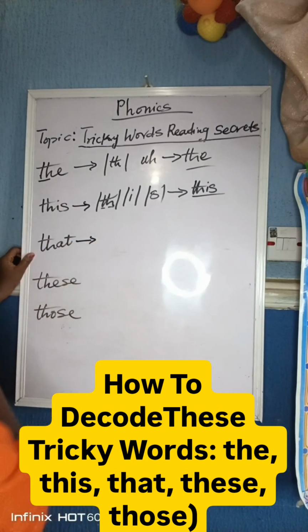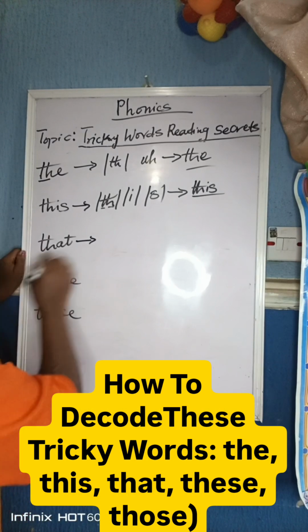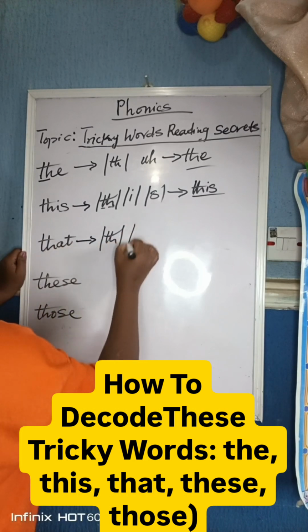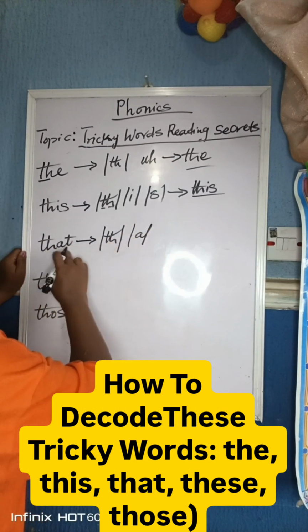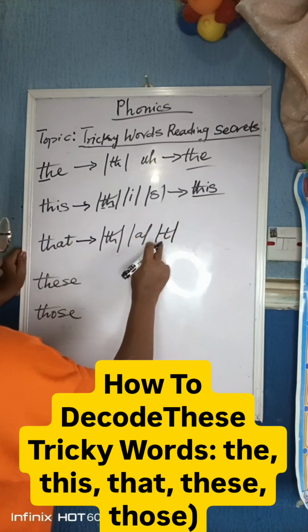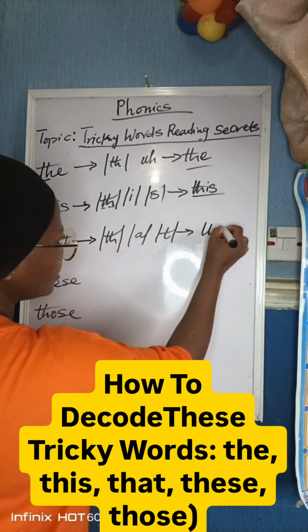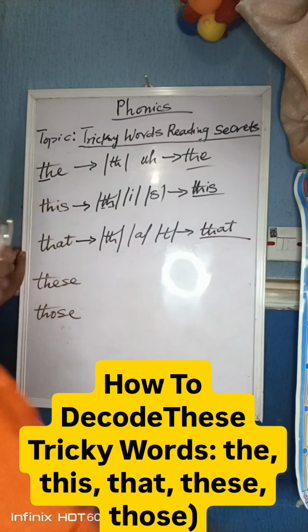Now the third word. The same thing happens here. The first digraph, the sound of the letter A, the sound of the letter T, that.